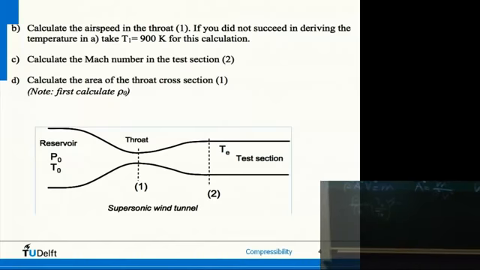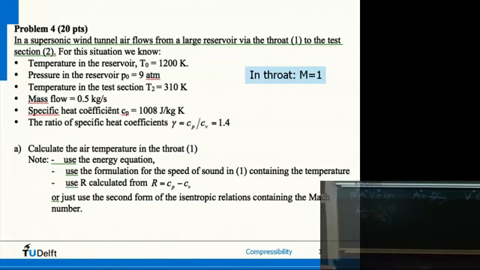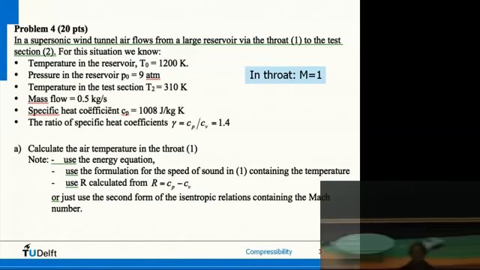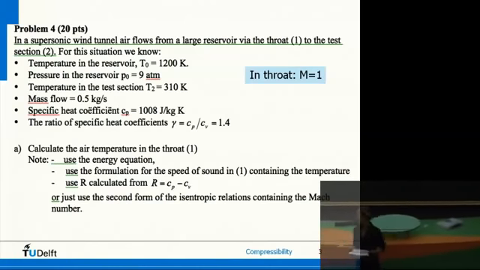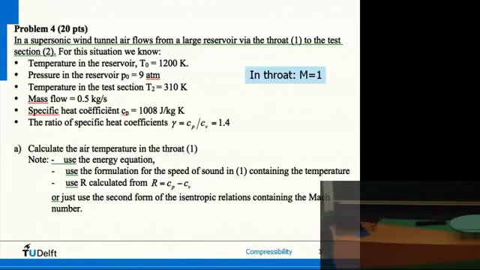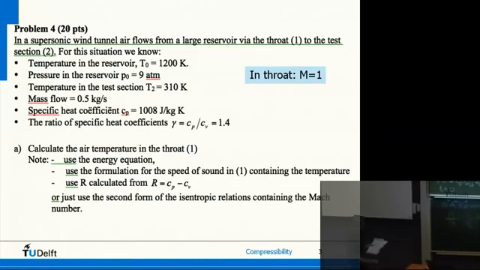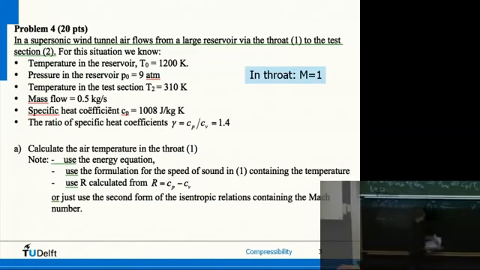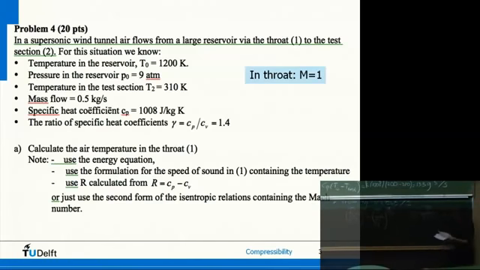Okay, why reservoir? We also have temperatures in the throat, right? We need pressure, because for rho 0, it's not enough to have temperatures. We use the equation of state, and we need pressure, and that's the only location where we know the pressure. Indeed. So rho 0 from the equation of state, so P0 over R T0. So let's do that first.